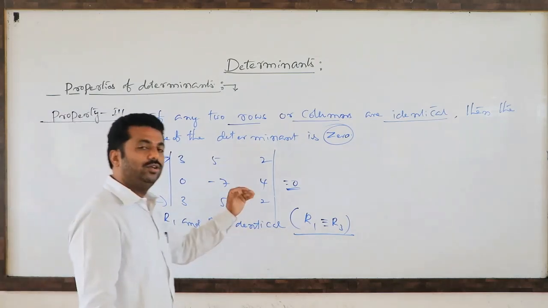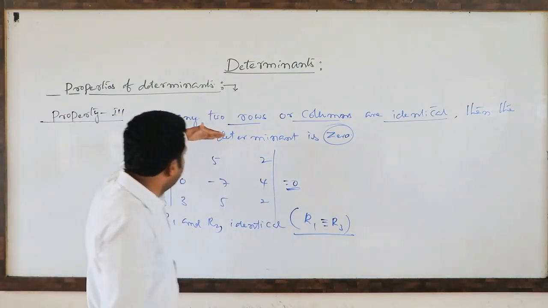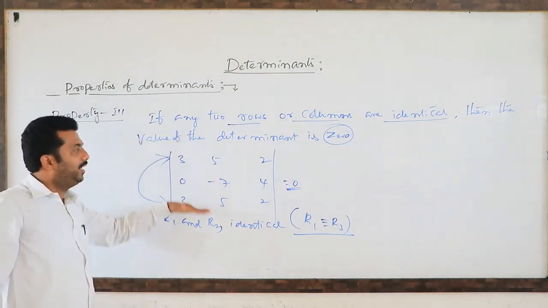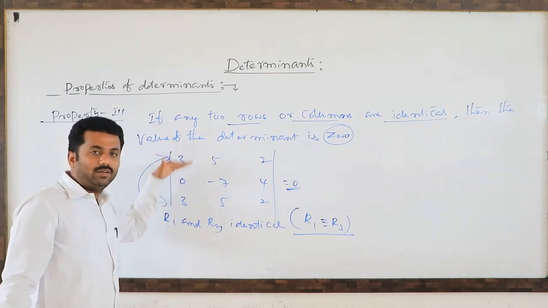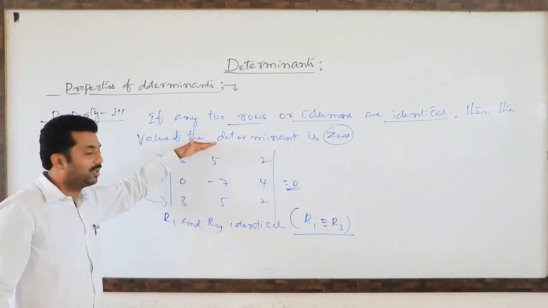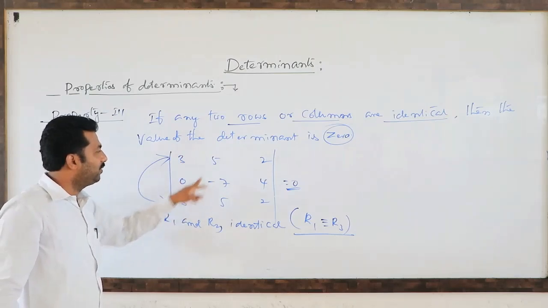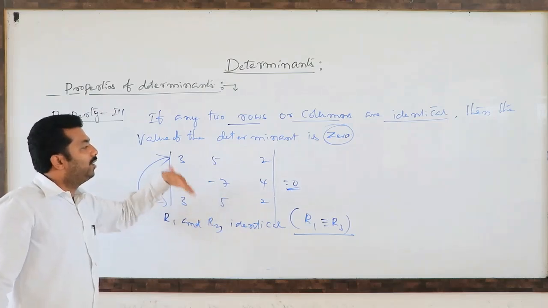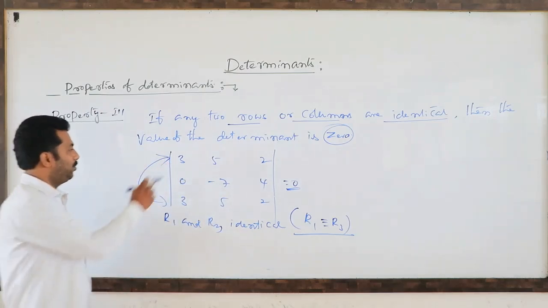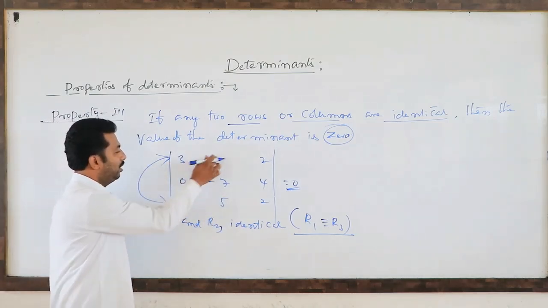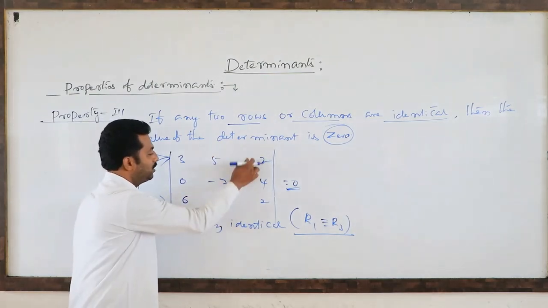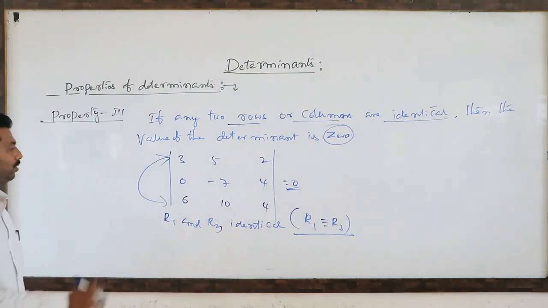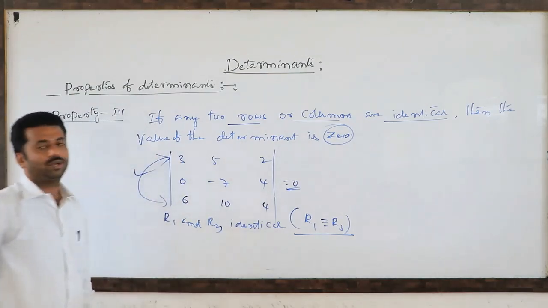Without expanding, you can tell directly by observing any two rows or any two columns whose corresponding elements are identical. Identical means the same elements: first element, second element, third element, either equal or multiples of the corresponding elements. Suppose 3, here 6, 5 and 10, 2 and 4. Now this determinant is 0. Like that we have to identify the property.